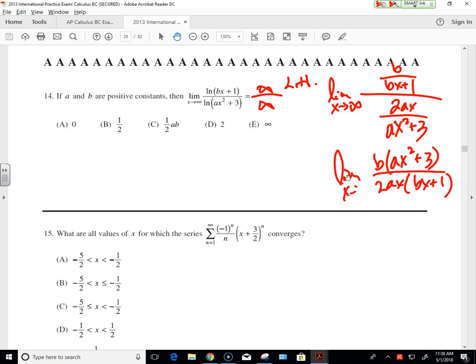Limit as x goes to infinity. How can they ask us to do it? Because look, they're tied. And we end up with ab over 2ab, which is 1/2. L'Hopital's degrees. We're tied. 1 over u times u prime. Caroline. 14? Okay. 13, I'm going up.